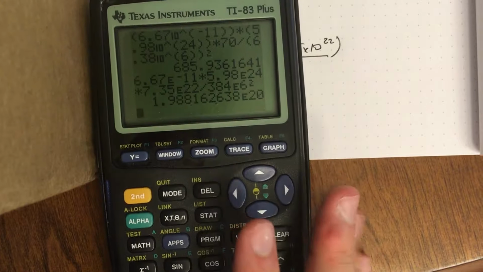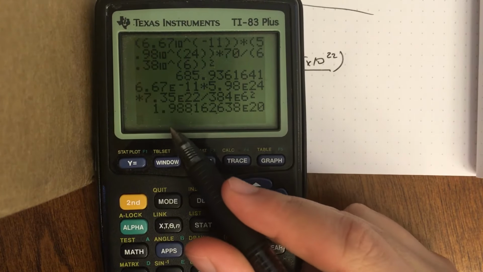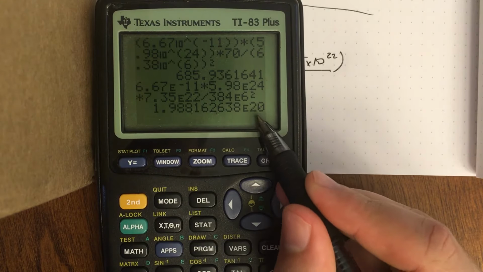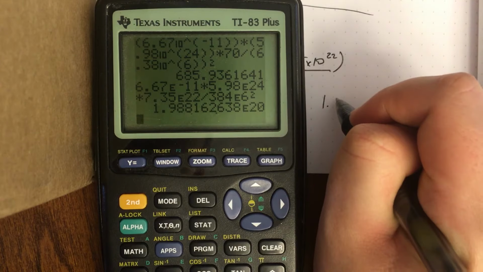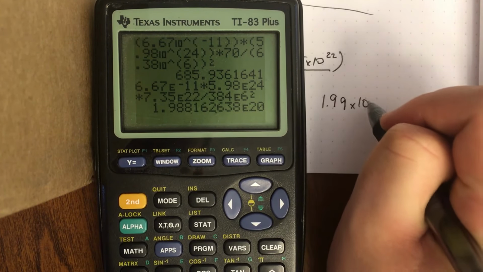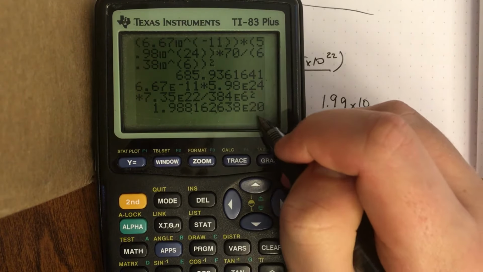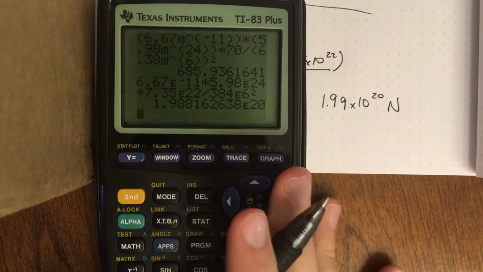So there we go, 1.98, and you'll notice that I'm given this in that same notation. So the way that I would write this is 1.99, I'll go ahead and round that, times 10 to the 20th right here. And this is in newtons.